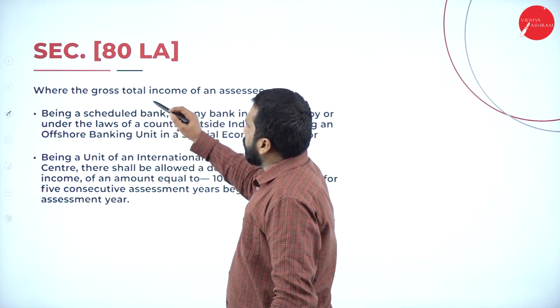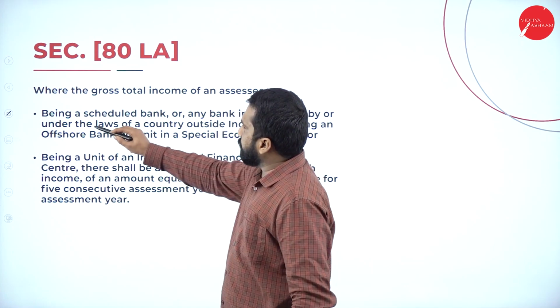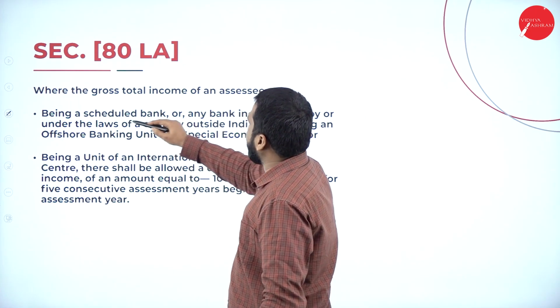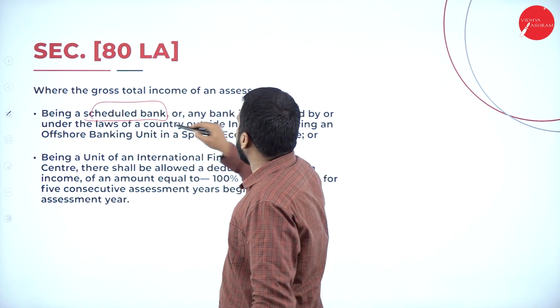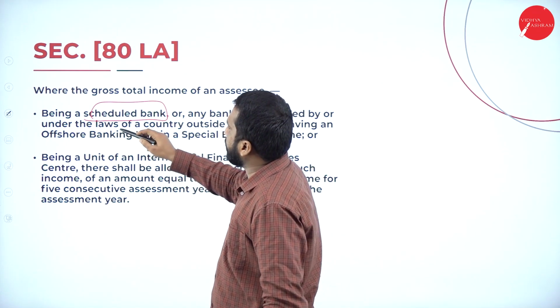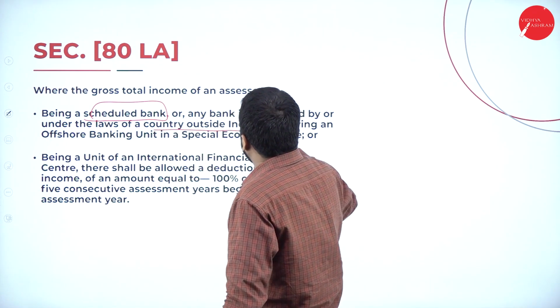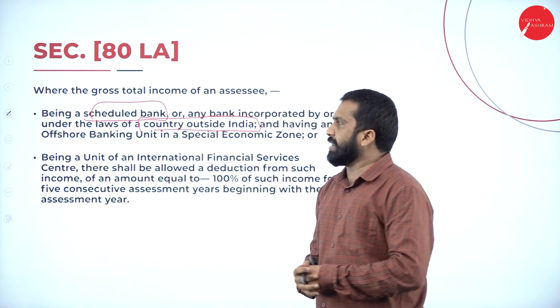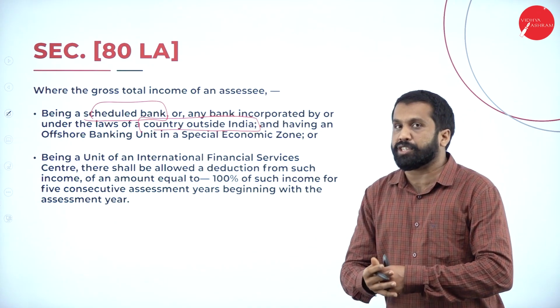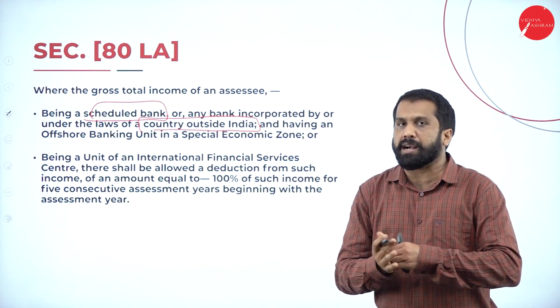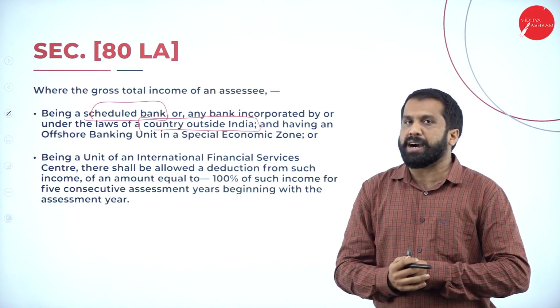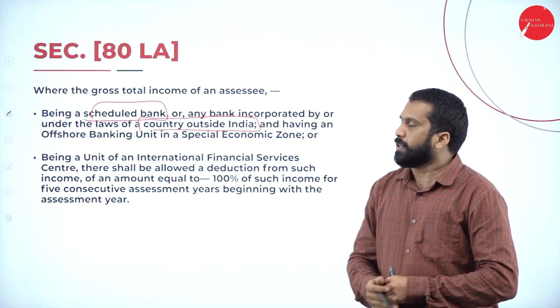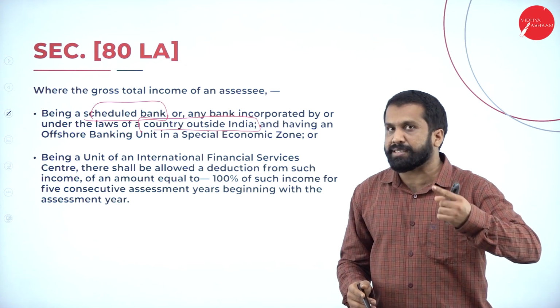Now, where the gross total income of an assessee being a scheduled bank or any bank incorporated under the laws of a country outside India. There are a few banks which are maintained or handled, or where the majority part is held, like by a holding company, which are held by another country.